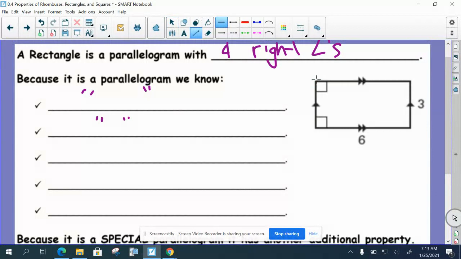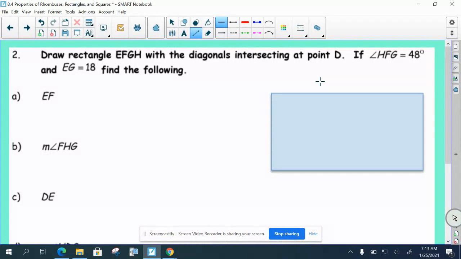They're also not congruent in a rhombus, only if the rhombus is a square. Note that the diagonals are not necessarily perpendicular or angle bisectors anymore, but they are going to be congruent, and they're still going to be bisectors of each other. Let's do a little practice with this one.